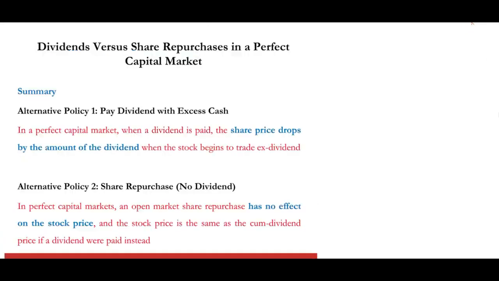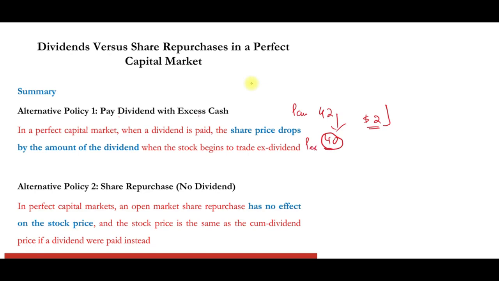In this slide, they are summarizing what we have learned so far. Alternative policy number one is to pay dividend with excess cash. We know that the price drops from 42 to 40 by the amount of dividend they have already received. Okay, so the ex-dividend price is always lower than the cum-dividend price. This is the cum price and this is the ex price.